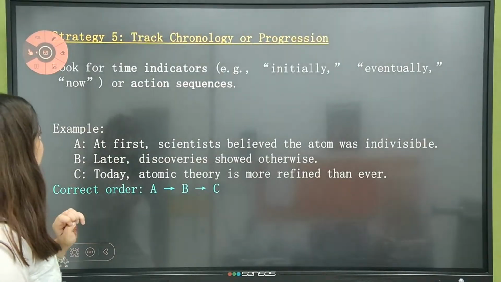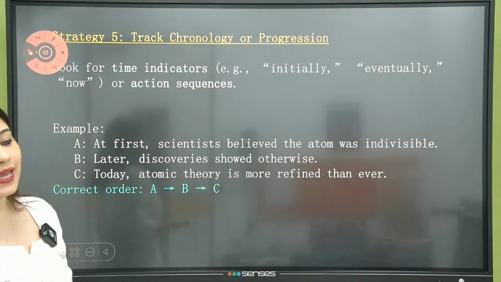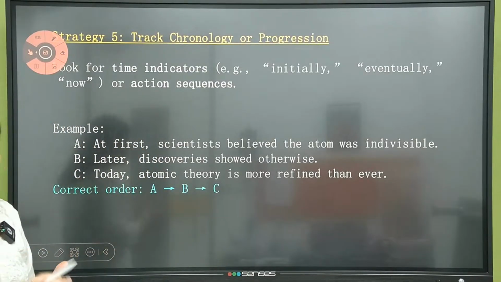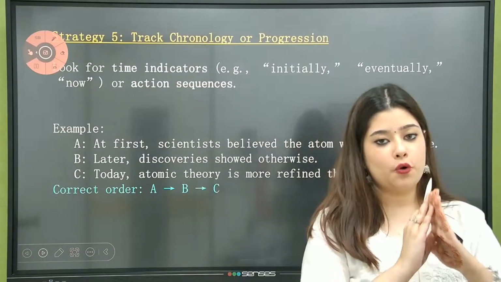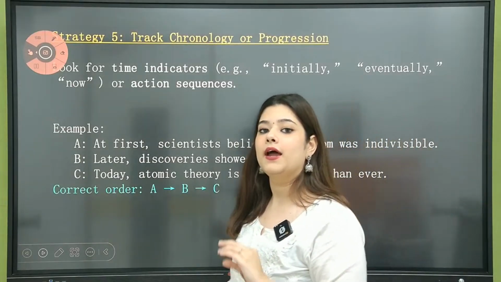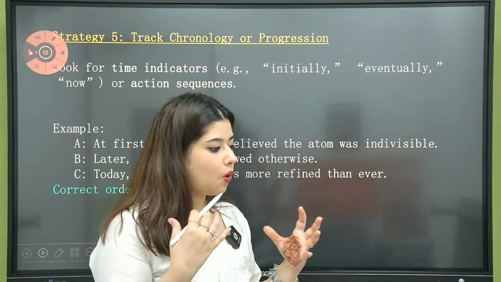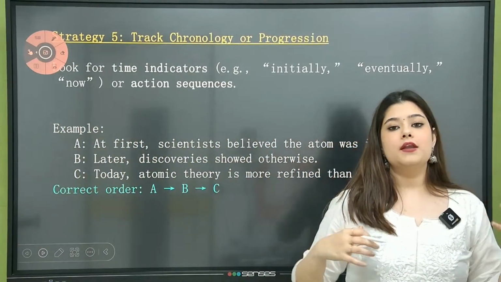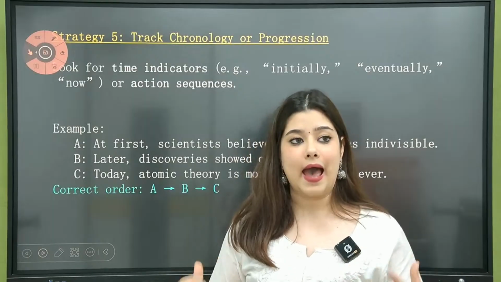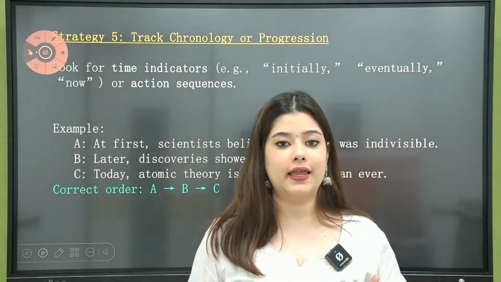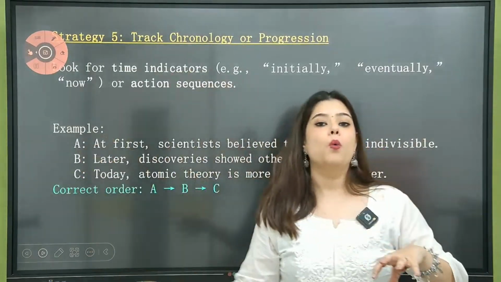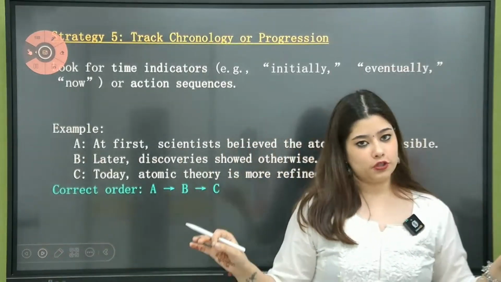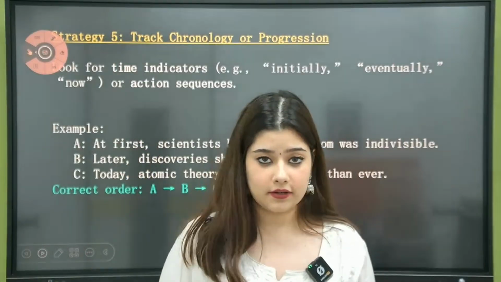Next, look for time indicators. Example: initially, eventually, now. Always maintain time chronology. You'll talk about something that happened a few years ago first, then probably something that is happening now. You cannot talk about something that is happening now first and then talk about what has happened previously. That doesn't make sense. We need to maintain a chronological order as far as time sequences are concerned.